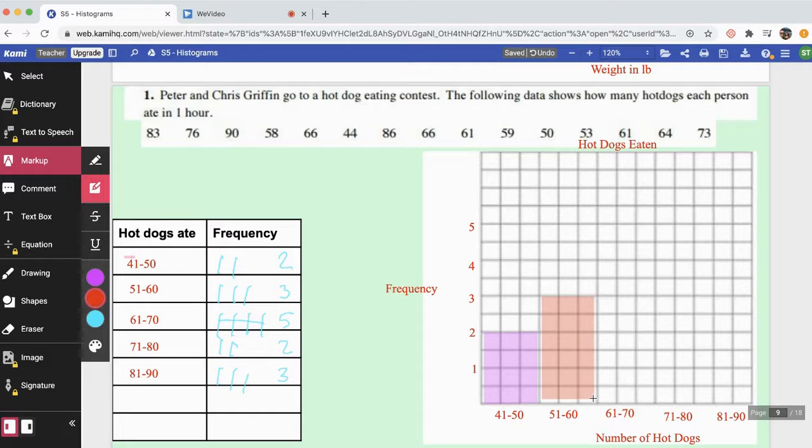There in the 61 to 70 range, that seems to be the most popular. There were actually 5 people who downed that many hot dogs. And then the 71 to 80, there were only 2 that were able to do that many. And then 81 to 90, there were actually 3. Now I'm kind of short a square here, so I'm going to go off my chart. My boxes are the same width because I want my bars to be the same width. So there's what our histogram should look like for our hot dog eating contest.